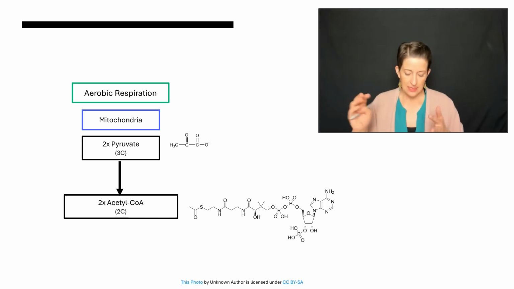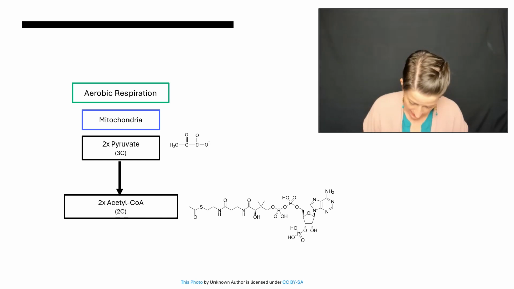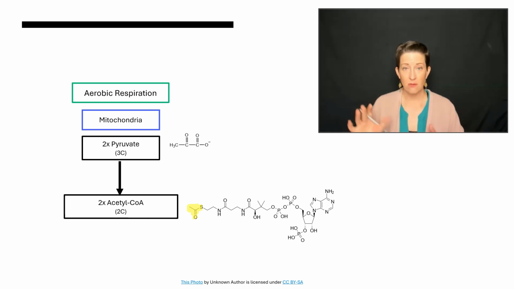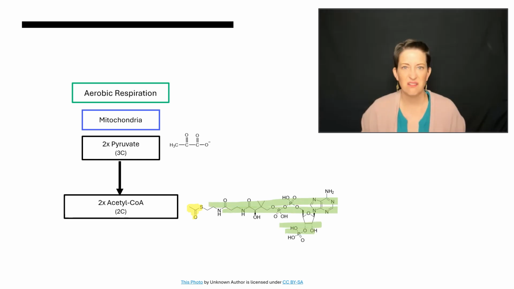So what happens in this process is our pyruvate gets broken down into acetyl-CoA. Acetyl is the organic compound that we are tracking. Our acetyl group is right here because acetyl means two carbons. The CoA is an organic compound that is needed to help the enzyme. So it's a cofactor, a coenzyme, to help bring acetyl to the citric acid cycle. The remainder of this is the structure of that CoA. You don't need to know that.